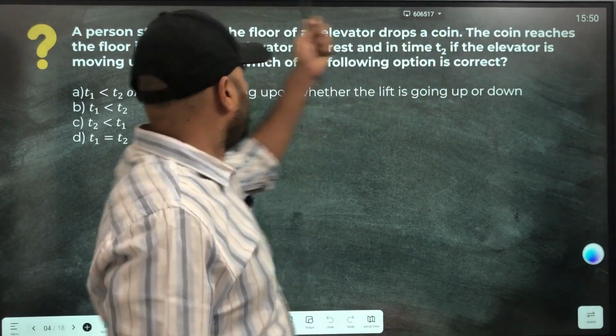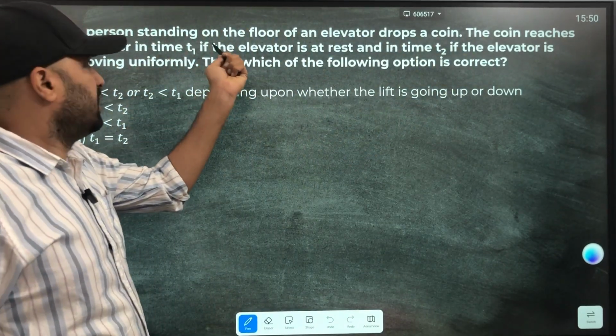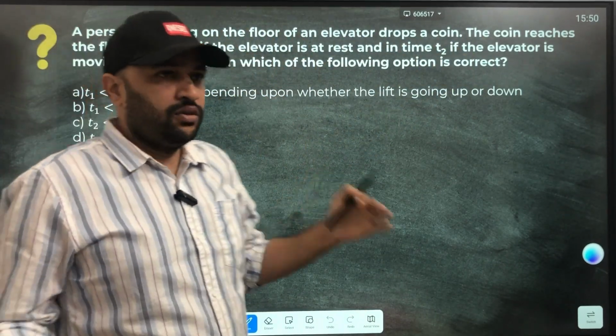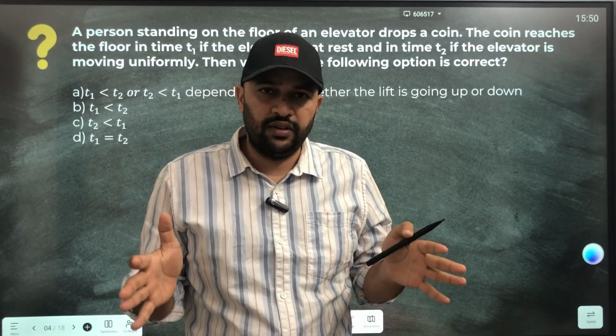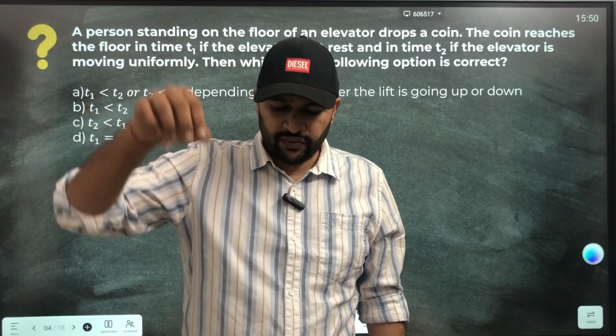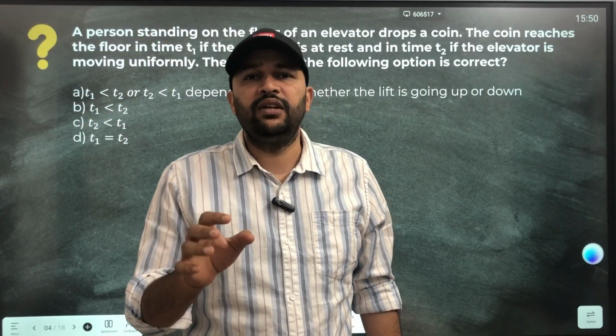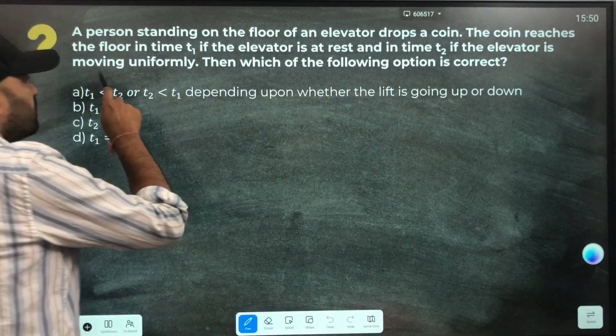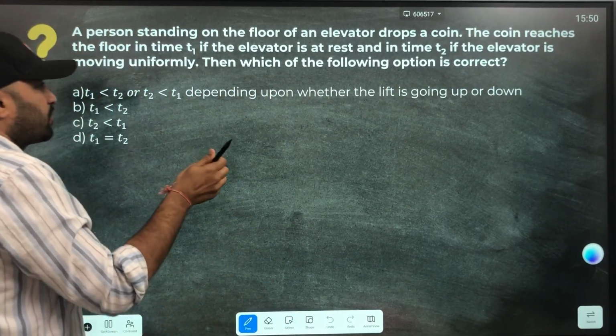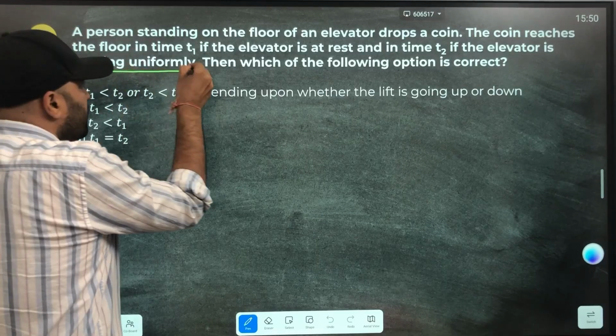The coin reaches the floor in the time t1 if the elevator is at rest. Assume that I am standing on an elevator or a lift. I am releasing a coin. The coin is falling down and it takes time t1 to reach the ground, right? And in time t2, if the elevator is moving uniformly. Now, this is the crucial point here, moving uniformly.